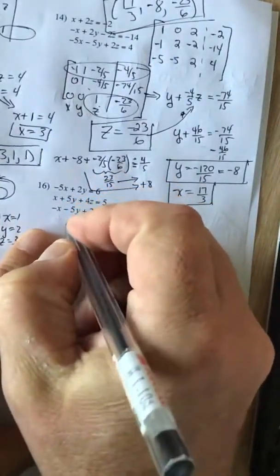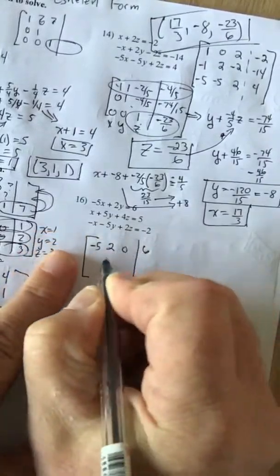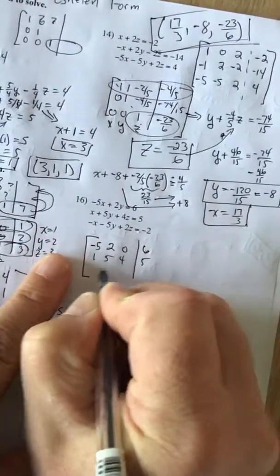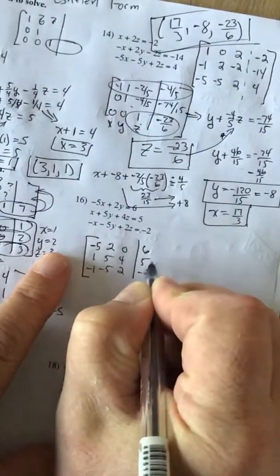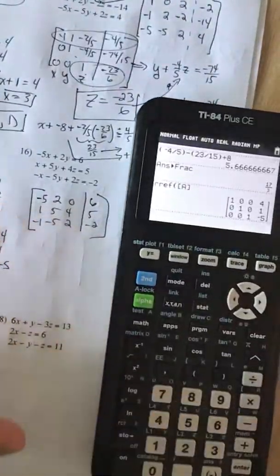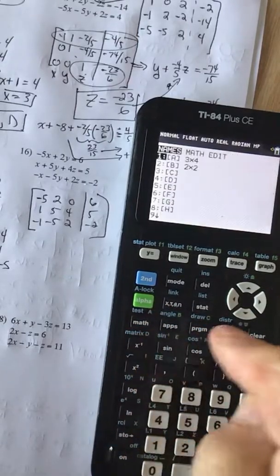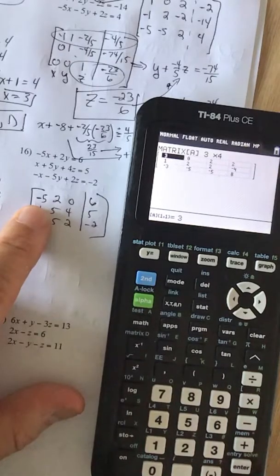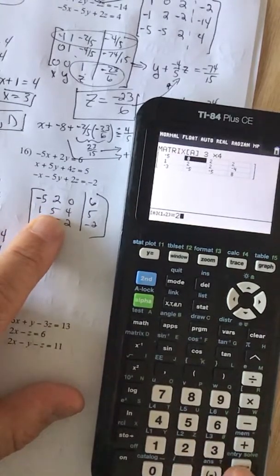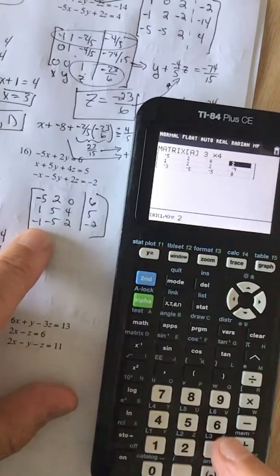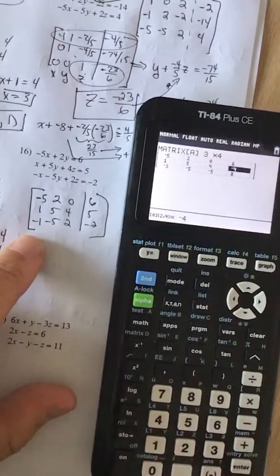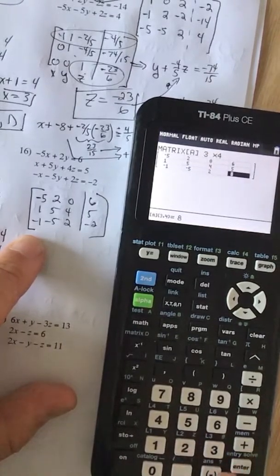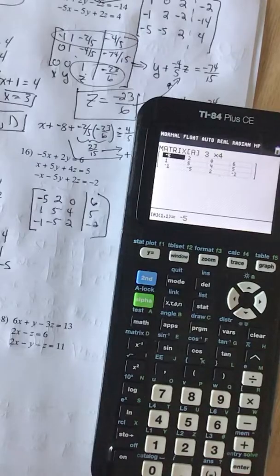So here, number 16, here's our matrix. X is negative 5, Y is 2, Z is 0, answer 6. 1, 5, 4, 5, negative 1, negative 5, 2, negative 2. All you have to do is put it in your calculator and know which buttons to push. If you know which buttons to push, this is really easy. If you don't, then it's really long and hard. Negative 5, 2, 0, 6, 1, 5, 4. Okay, there I have them all put in.